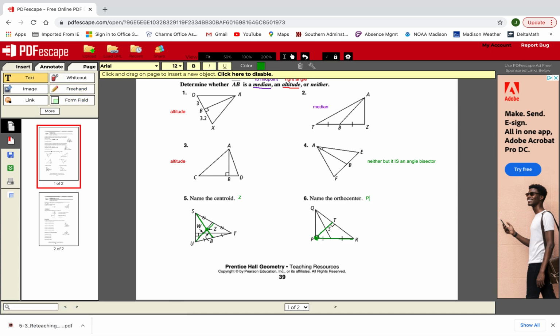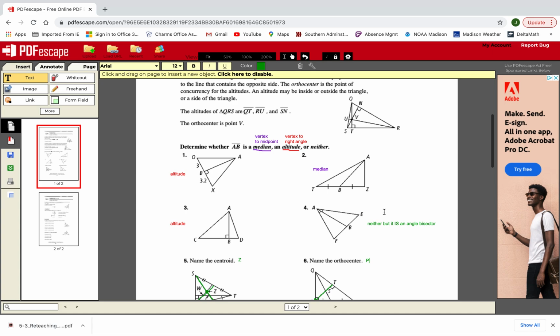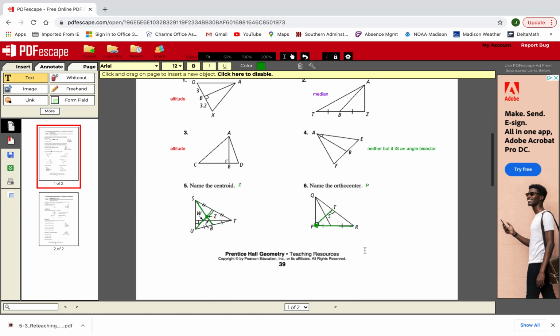So this is going to take some going back to your notes. Orthocenter is where the altitudes meet. Altitudes go from vertex to right angle. And you can see that QP actually is an altitude. It goes from vertex to right angle there. So we can actually trace over that. Also, vertex down to right angle. So point P is definitely the orthocenter of that. Use your notes on this, please, please, please. Okay? All right.